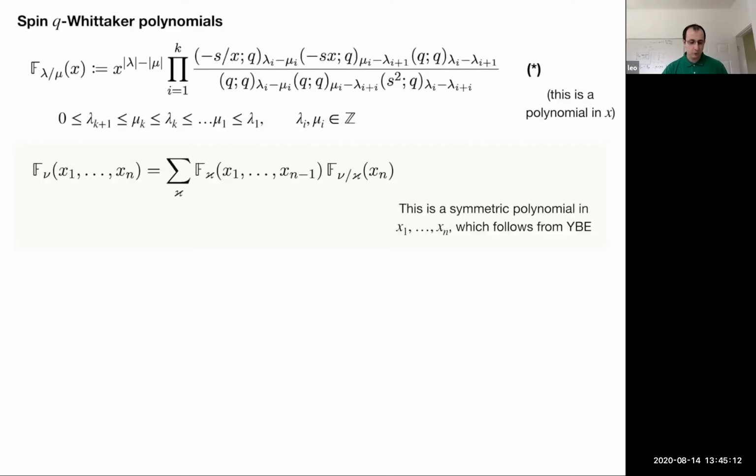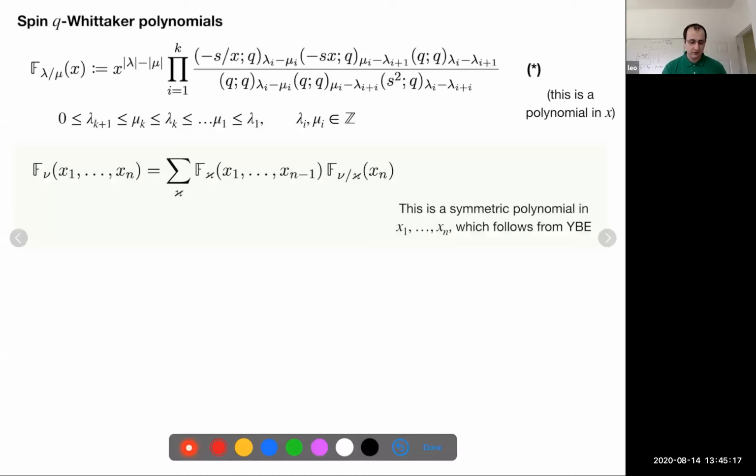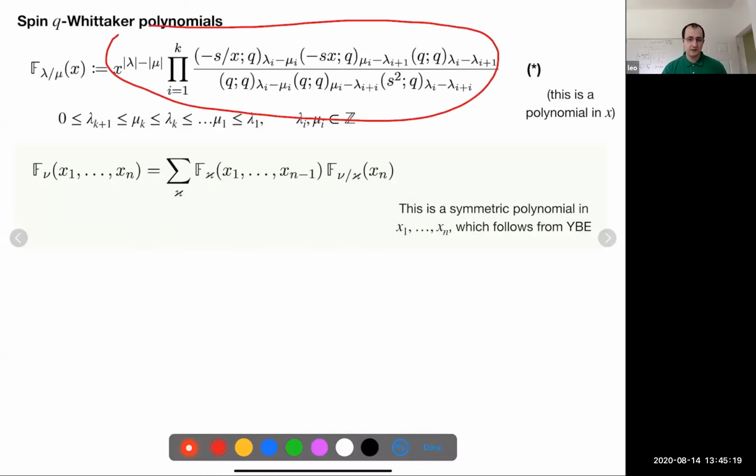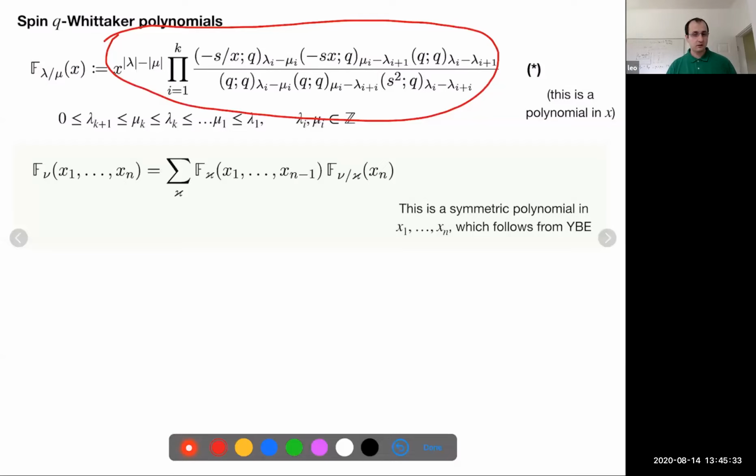So the spin-Q-Whittaker polynomials. What this quantity is actually is an element of the transfer matrix capital T from the very first slide that I was discussing. So it involves lambda i's and mu i's. These are going to be the indices of the multi-vertex configuration from below and from above.